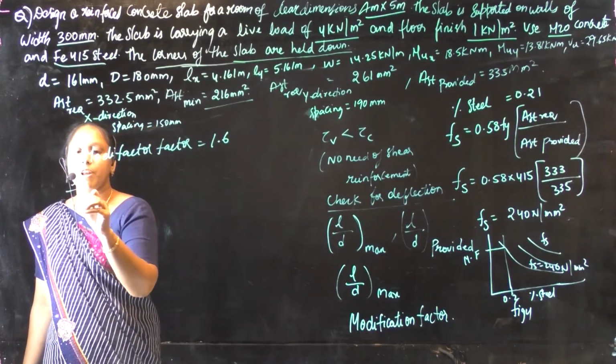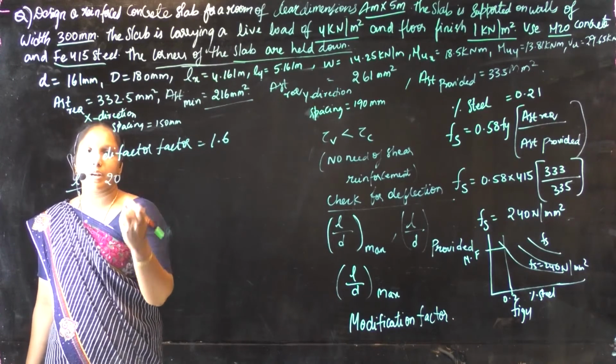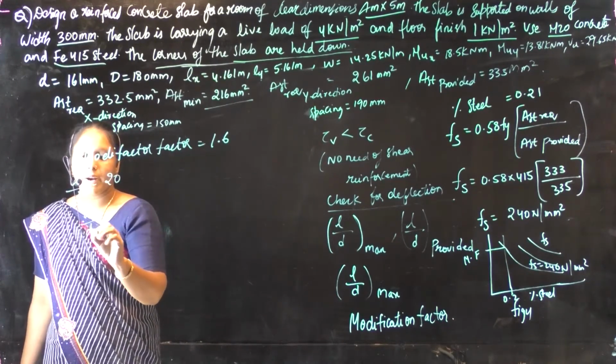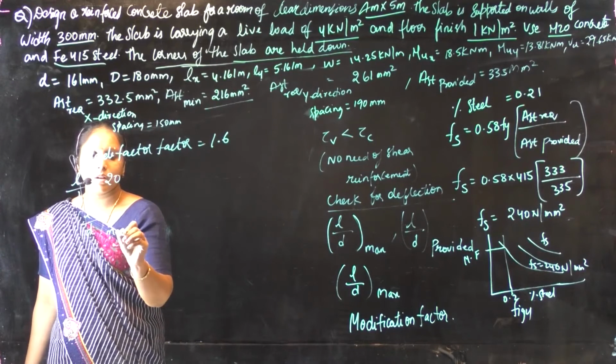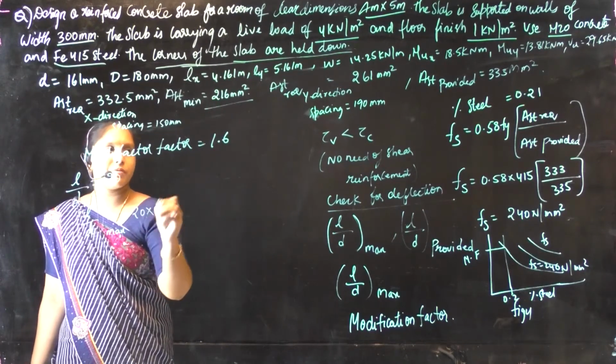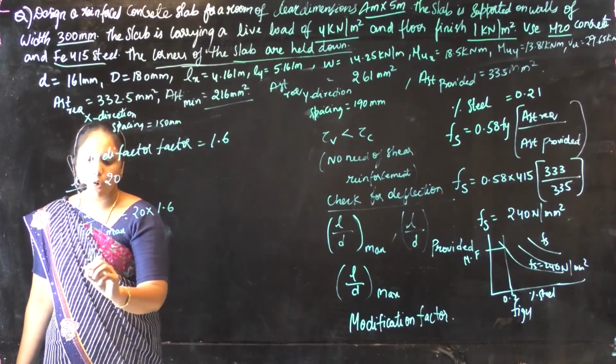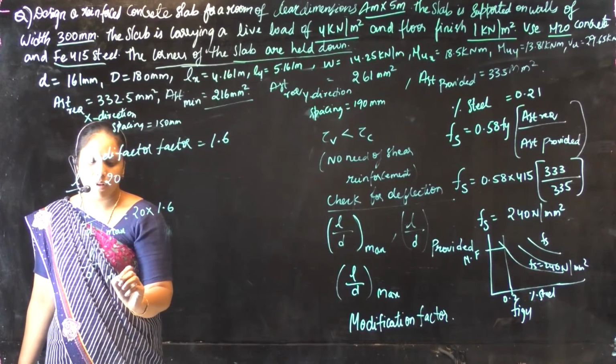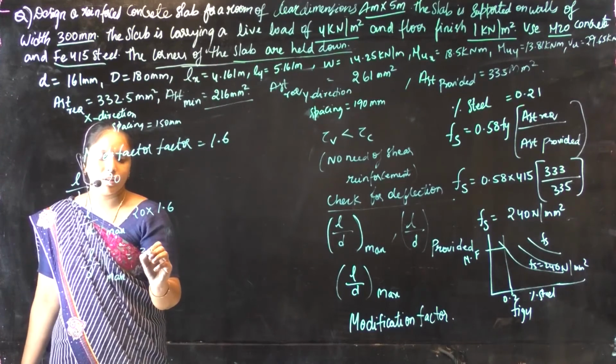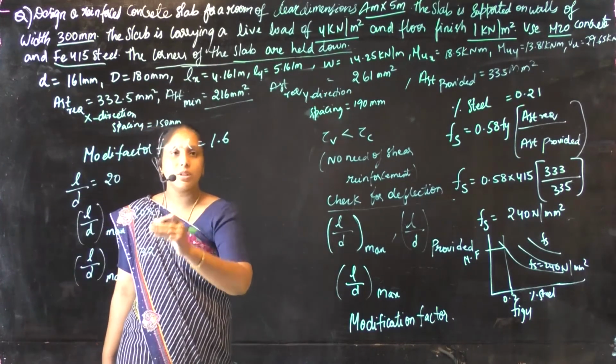Now what do we have to do? The basic value of L by D is 20. So the L by D max will be 20 into the modification factor, which is 1.6, which will give you a value of L by D max as 32. So this is the maximum.